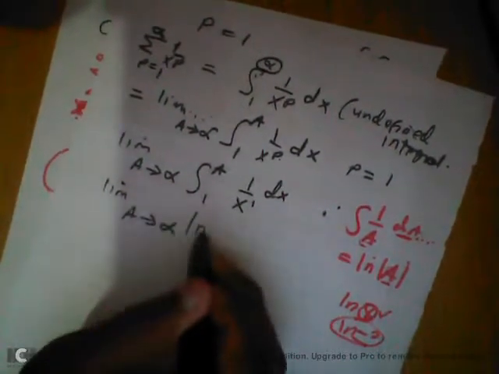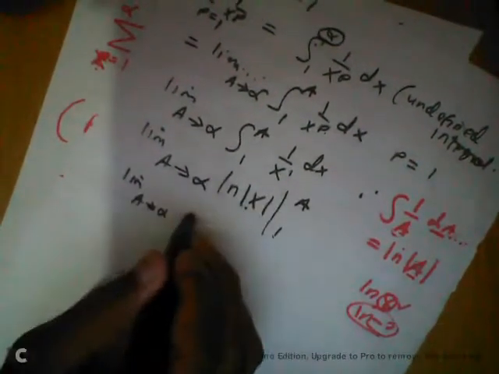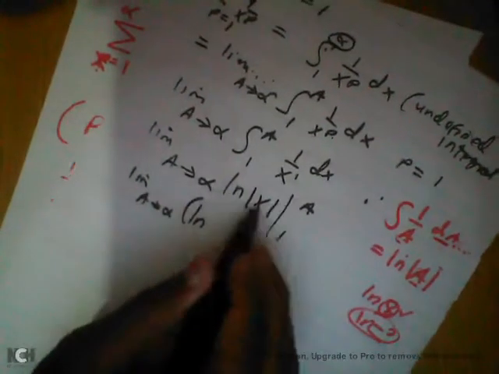So when you integrate 1 over x, it's going to be ln of absolute x. You say the limit as a approaches infinity of ln of absolute x. You have to plus c, no, you can't add a constant because you have limits. Our limits start from 1 to a. Then we substitute the limits in here: upper limit minus lower limit. So we say ln of a minus ln of 1.